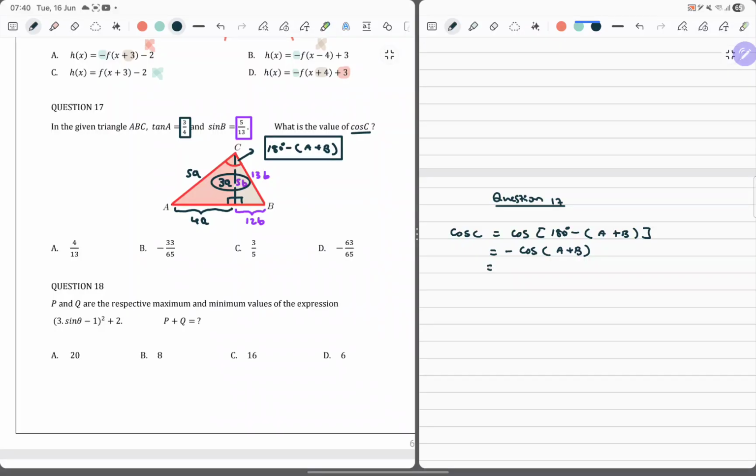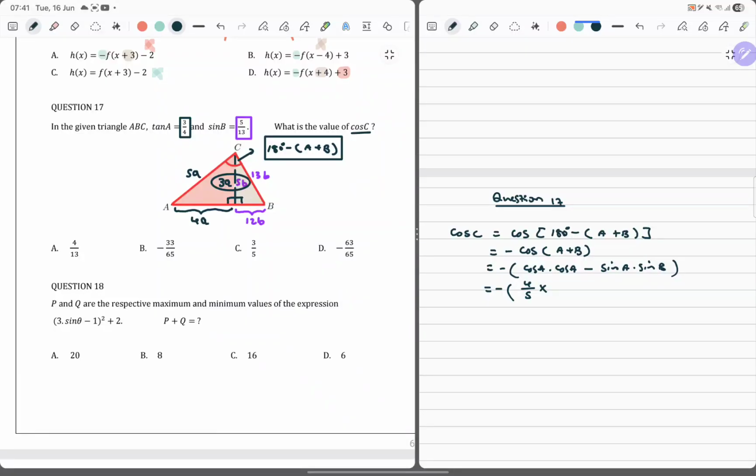Cos compound angle identities, this is minus into, this is going to be cos of the first angle, cos of the second angle, minus sine of the first angle, sine of the second angle, minus into cos of A. If we look at that red triangle, cos of A is adjacent over hypotenuse, so this is going to be 4 over 5.